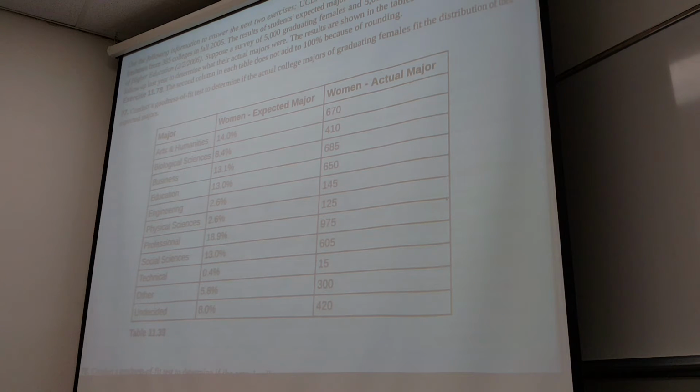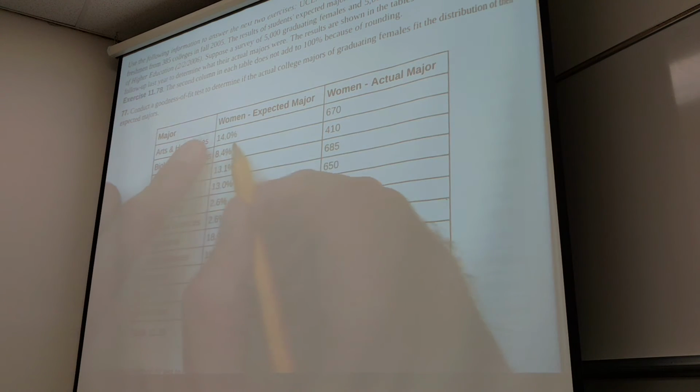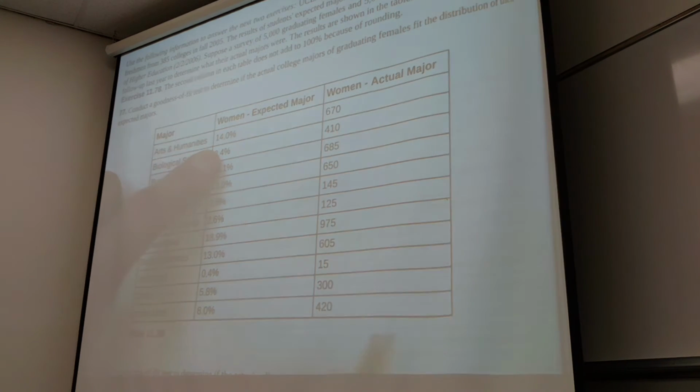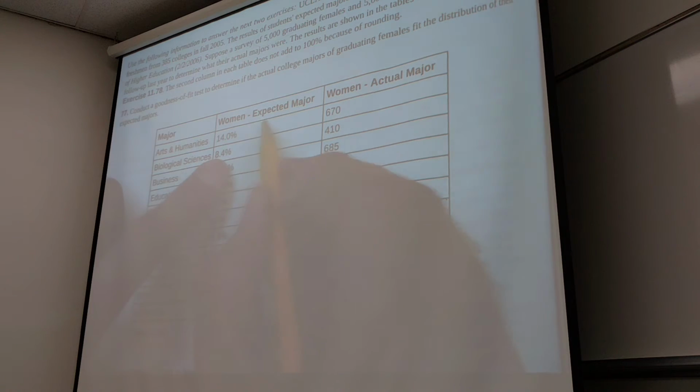All right, so when I'm given this kind of thing, when I'm given percentages, what should I figure out first? So there are 5,000, the actual number, right? So to take 14% of 5,000, yeah, 700.